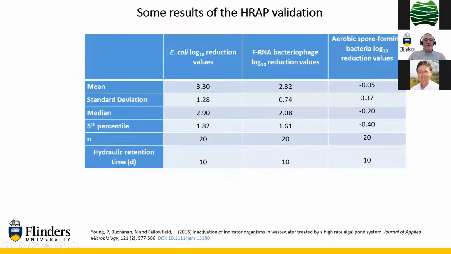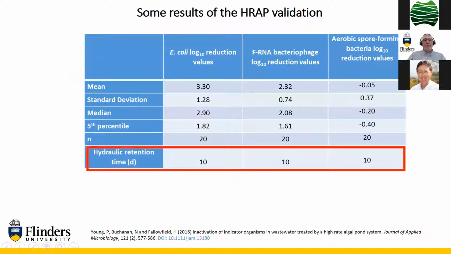And these are some results of the validation. I've presented the means, the standard deviation of the mean, the median, the percentile, and then the 20 samples that were taken. And the system I'm showing here is a 10-day HRAP pond validation. And what you can see, 10 days.